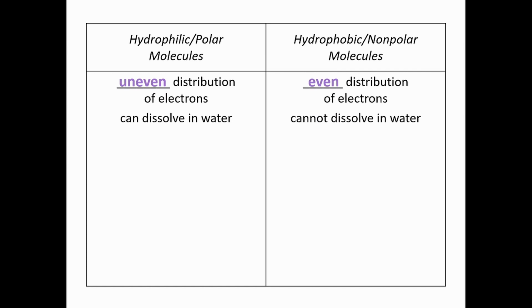Those partial charges. So if you dump something that is polar into water, it will dissolve because they share that property of the uneven electron distribution. But if you pour oil into water, oil has a very even distribution of electrons and water doesn't. They don't share that property. They cannot mix together.